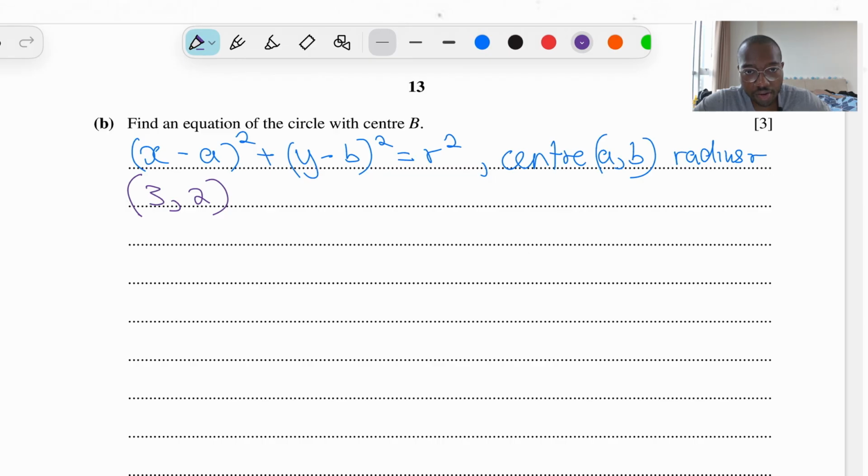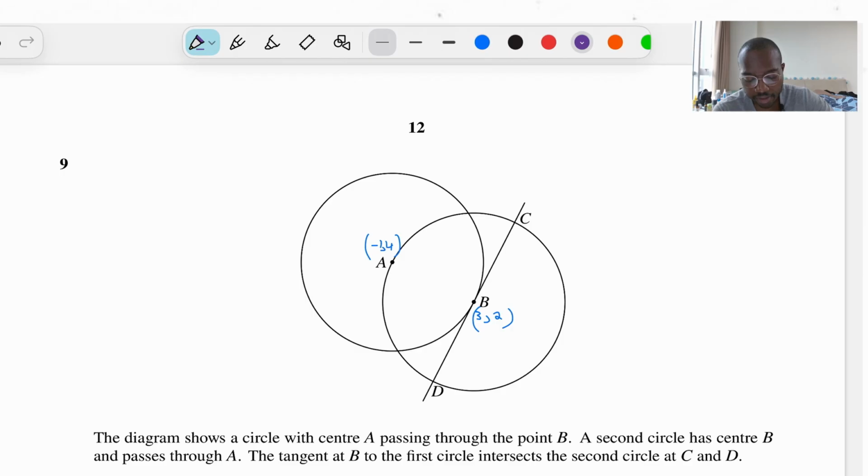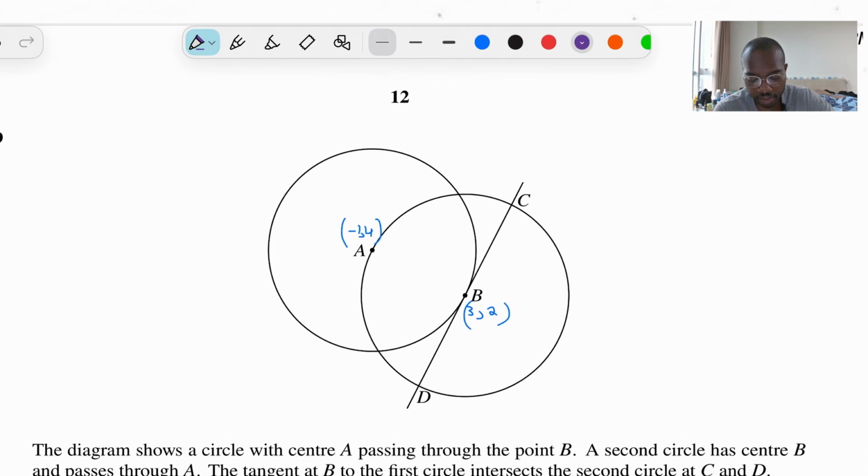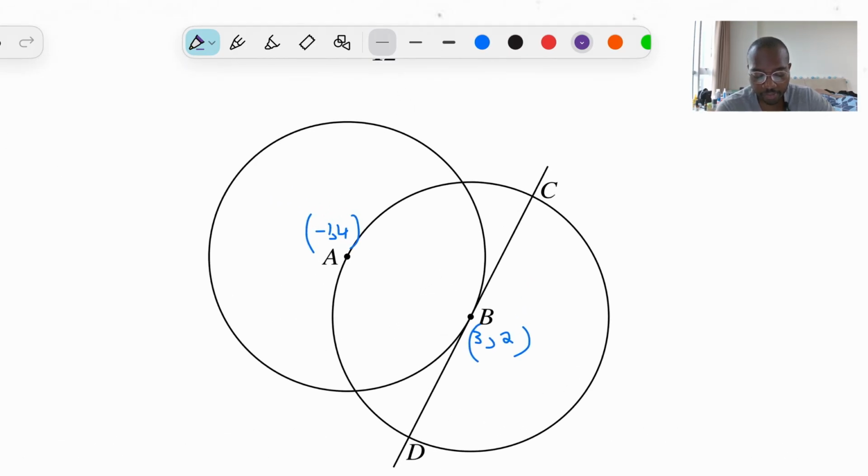So how can we work out the radius? Well, this is how we can work it out. If we look at this circle, the good thing about it is if we look at center B and look at center A, center A is actually on circle B. So we know that this distance here is actually the radius.